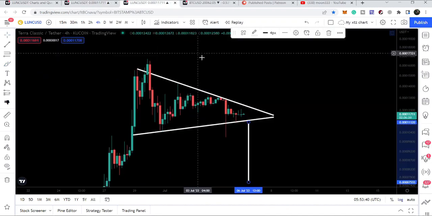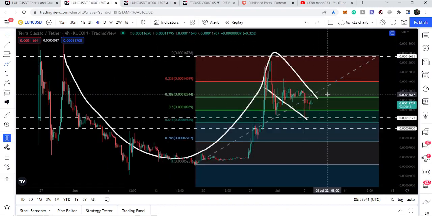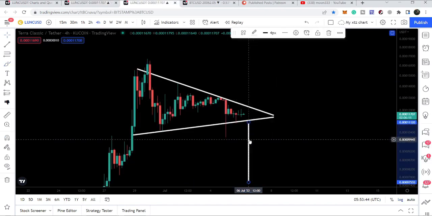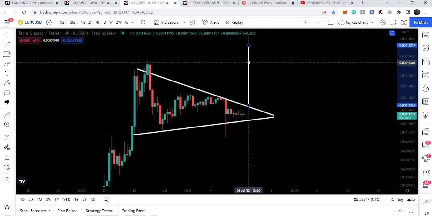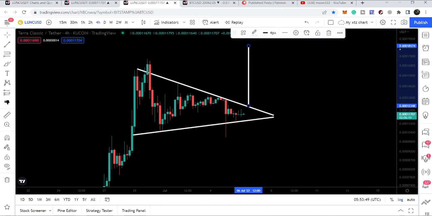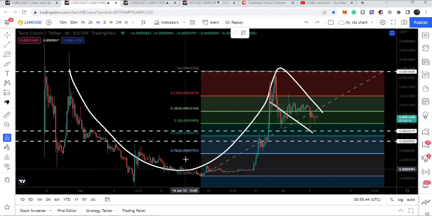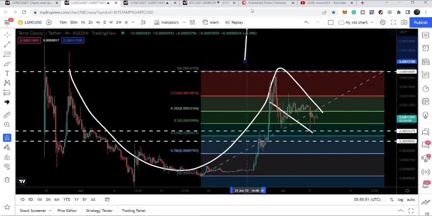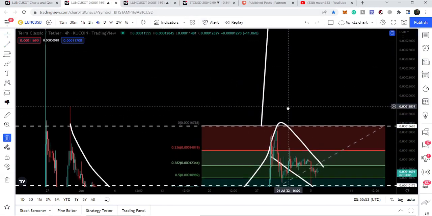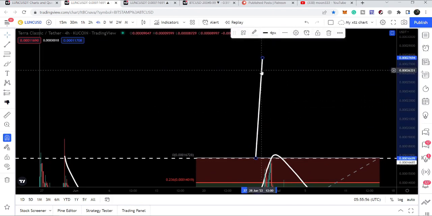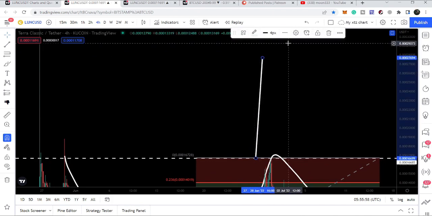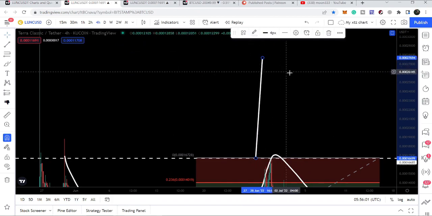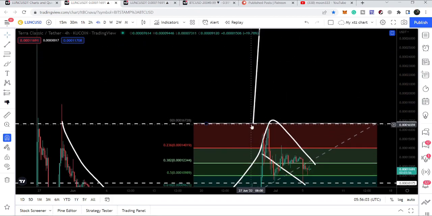If we break out the resistance of this triangle, then there will be a very high probability that we will also break out the resistance of the cup as well, because you can see it is showing us the projection at 0.000187. And if we once again take a look at the target for this cup and handle, and I place this trend line from this bottom up to this high, this resistance of the cup, and place it here, then we can see our approximate target is at 0.0026 or 28. That is our approximate target after the breakout from this cup and handle pattern.